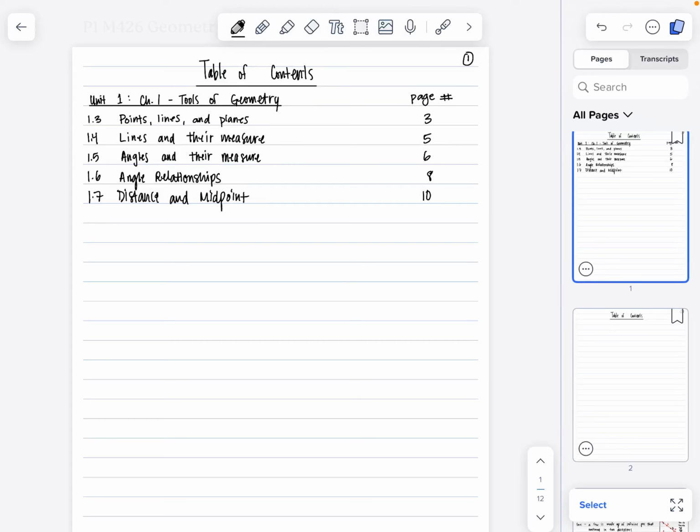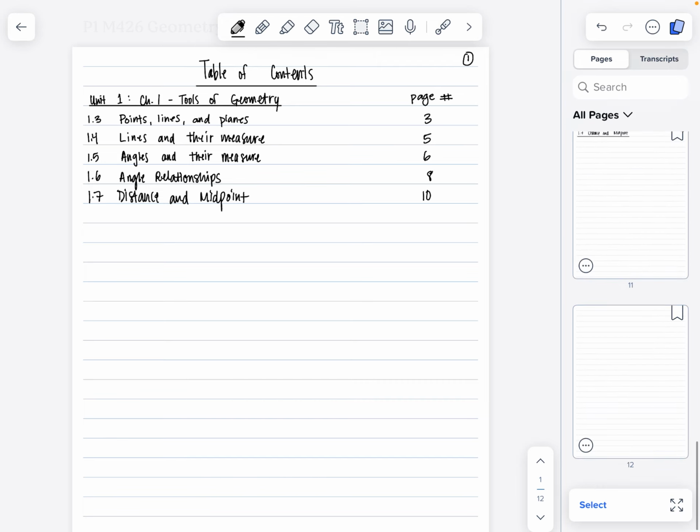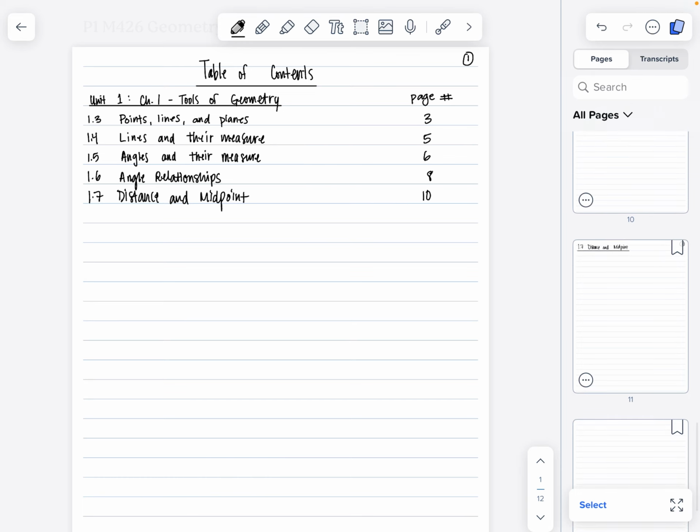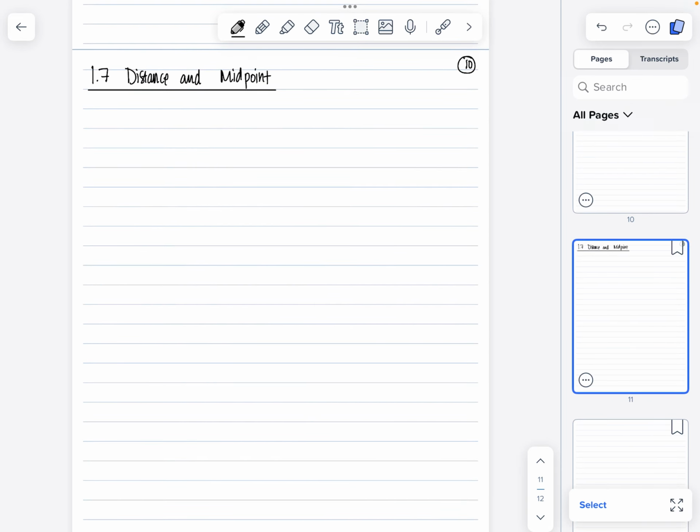Hello and welcome to Distance and Midpoint, our last section in this unit for Chapter 1, Tools of Geometry. If you want to go ahead and get this down, you can. Pause the video. Same thing goes for the title on our actual page. This is my page 10, so go ahead and grab that title really quickly. And let's jump into it.